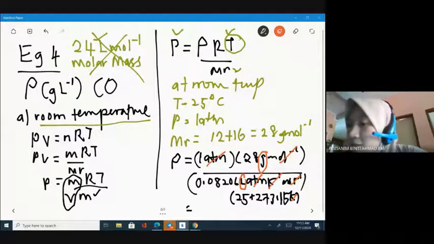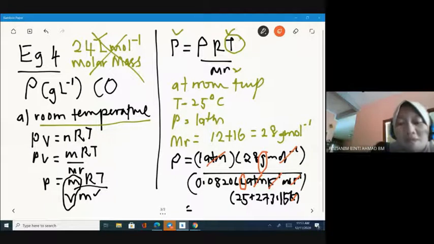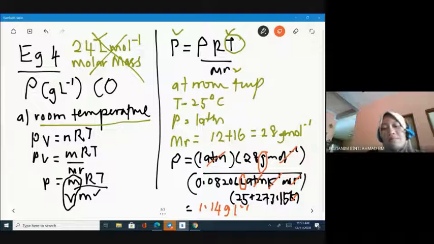What is the value, Haziq? Is it the same answer? 1.14. Okay, good. Similar answer. 1.14, and the unit is compulsory: gram per liter. Okay, now calculate for the STP. The next question is for the STP value.